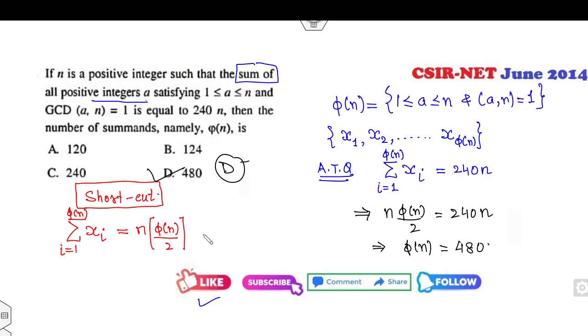A very simple approach. Moreover, remember that if they are talking about the product of this quantity, then as I told you in my last lecture also, it will be phi n divided by 2. Fine. So this is from June 2014. It may happen that in the coming examination, the product version of the exercise is given to you.